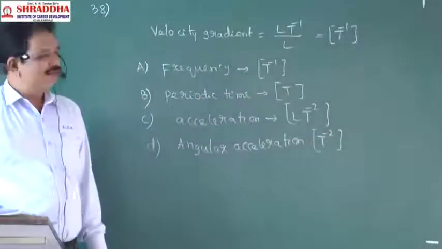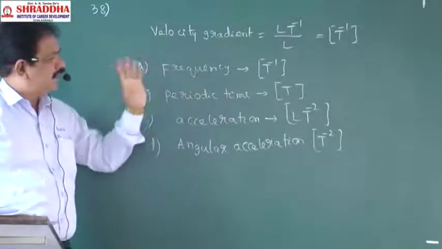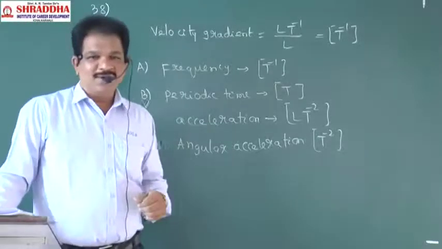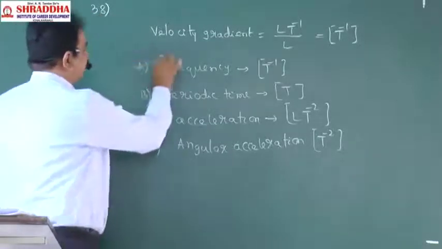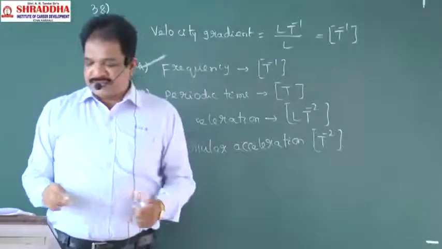Tell me what is the answer then? Velocity gradient and one other quantity will have the same dimensions. What is the quantity? That will be frequency. Clear? Next, 39.